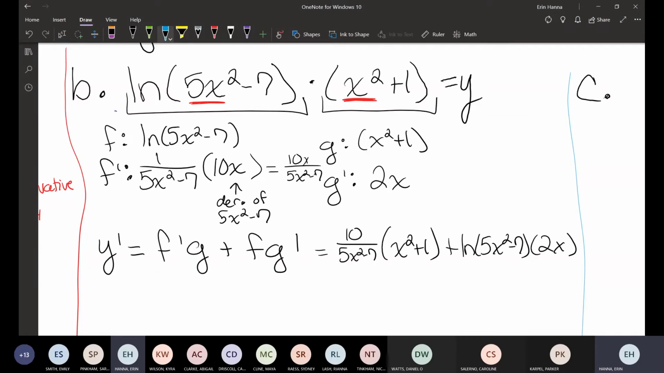I would suggest just leaving it there. There's really not much you can do to, I dropped an x. That should be a 10x. Oopsies. There's really not much you can do to simplify that, so just leave it.